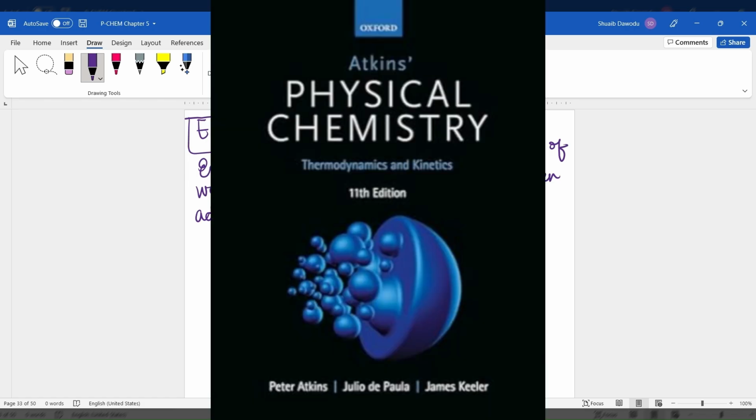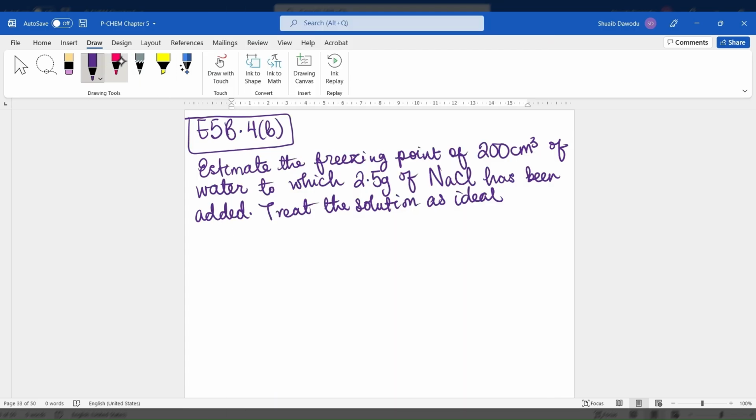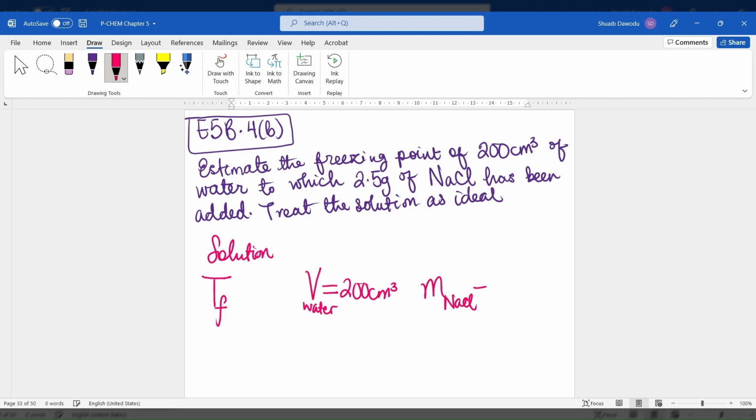This question is from chapter 5 of the Atkins Physical Chemistry 11th edition. This is question 4b. And we're basically told to determine the freezing point of 200 centimeter cube of water. So we have the volume of water to be 200 centimeter cube, to which 2.5 grams of NaCl. We have the mass of NaCl to be 2.5 grams. So we're also told to treat the solution as ideal.